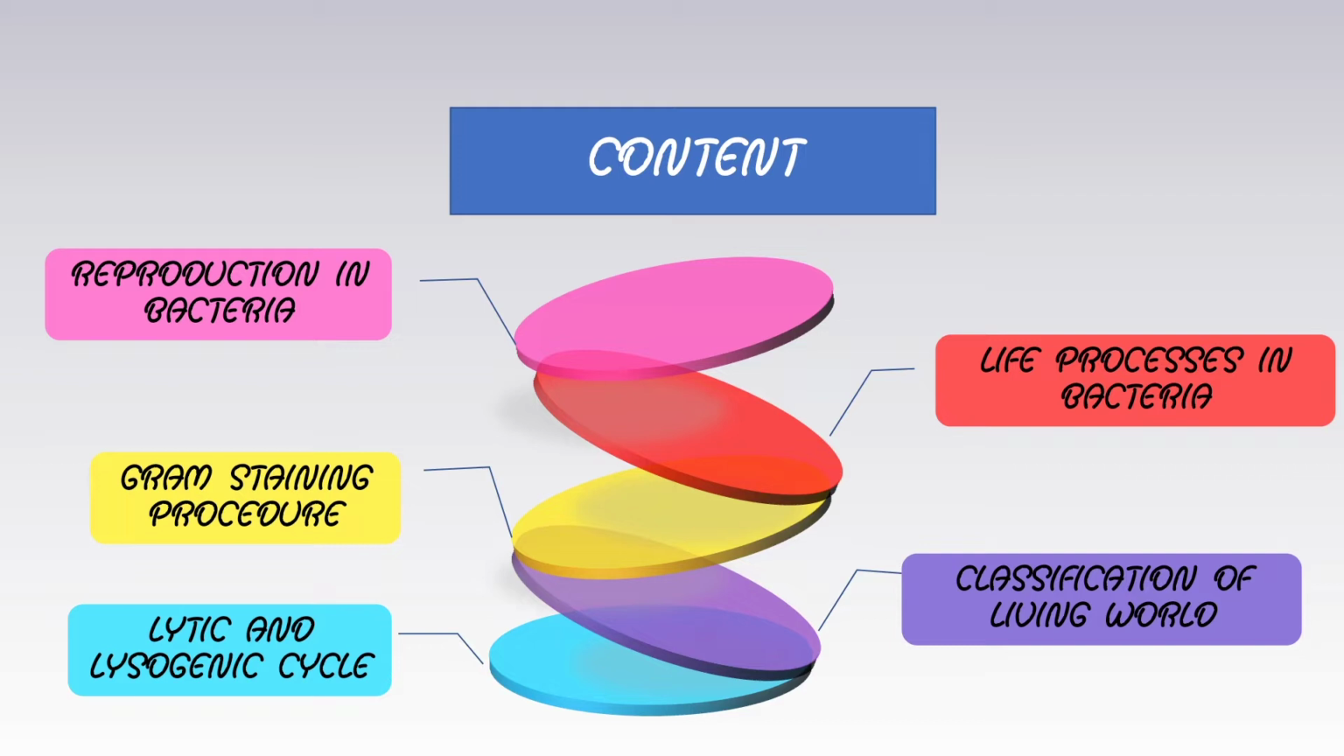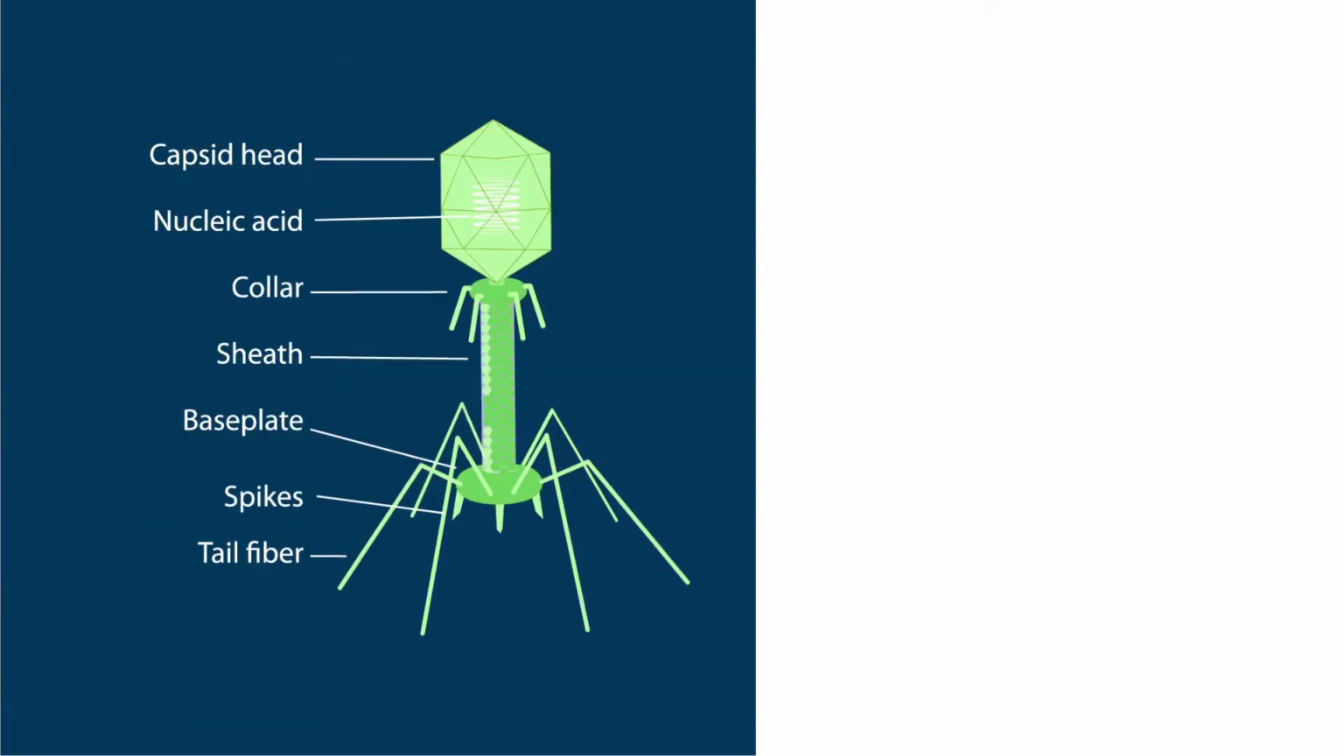One is the asexual method, where we have two types: binary fission and endospore formation. Then in sexual reproduction you have three types: one is the conjugation process, another is the transformation process, and another is the transduction process. So everything we'll be seeing in this content. First we'll go on with this structure.